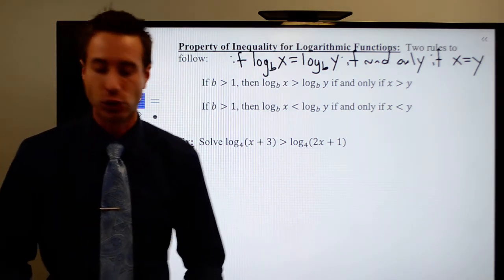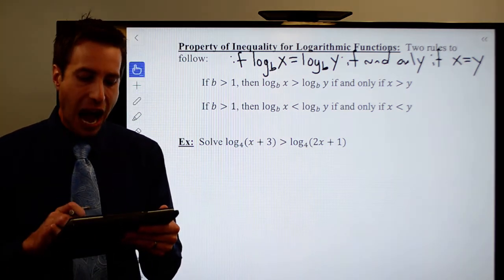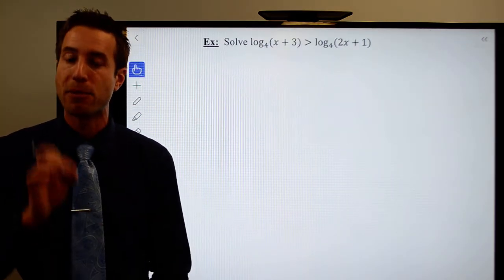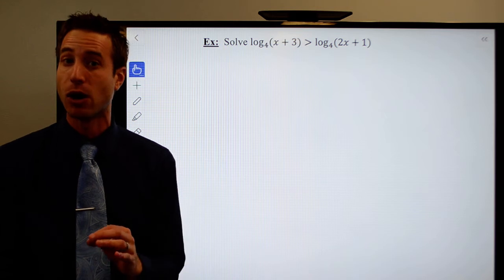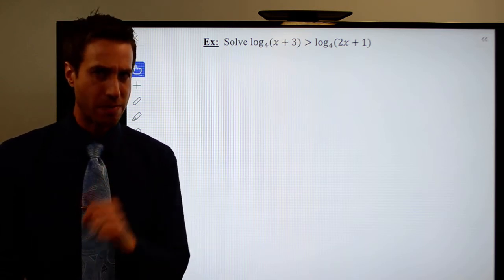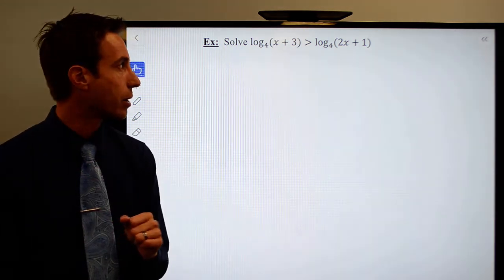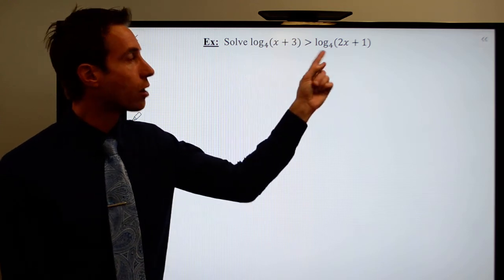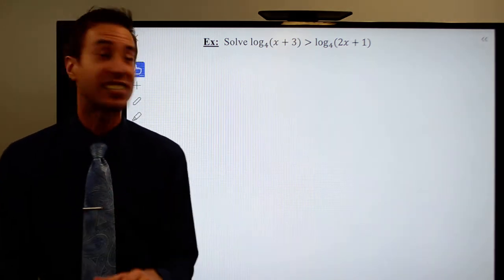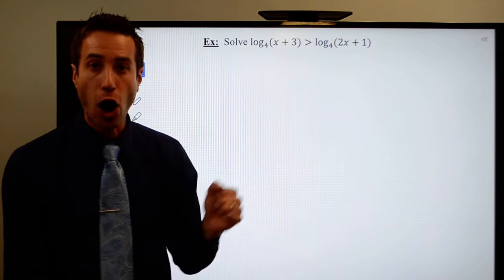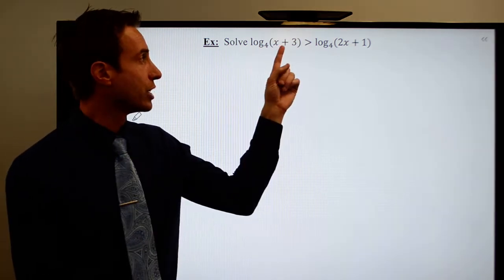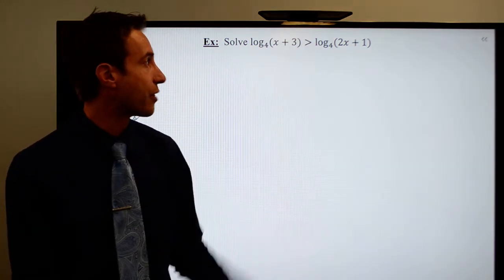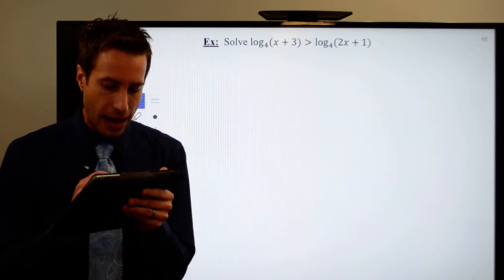Let's go ahead and see how this looks in an example problem. I will remind you of this. Remember, you cannot take the log of 0 or a negative number, so we might need to watch out for that. I'll show you how it applies. I have log base 4, log base 4. Those are the same, and so I can set my arguments equal to each other, but it'll be the greater than rather than equal.